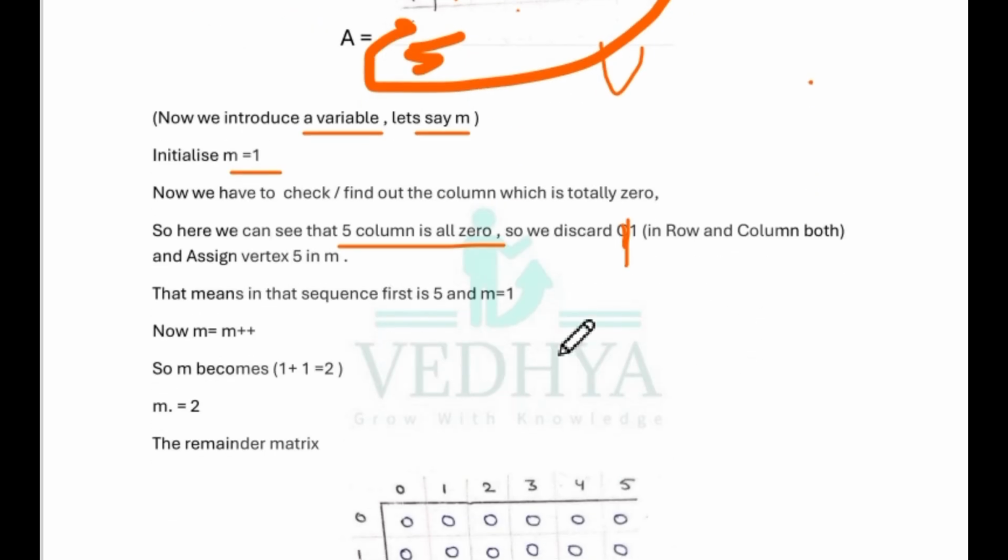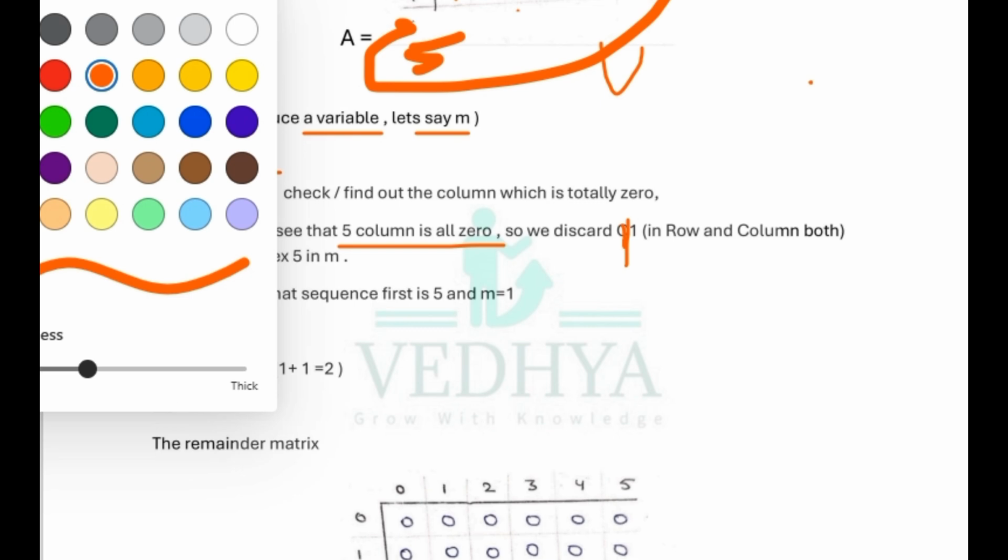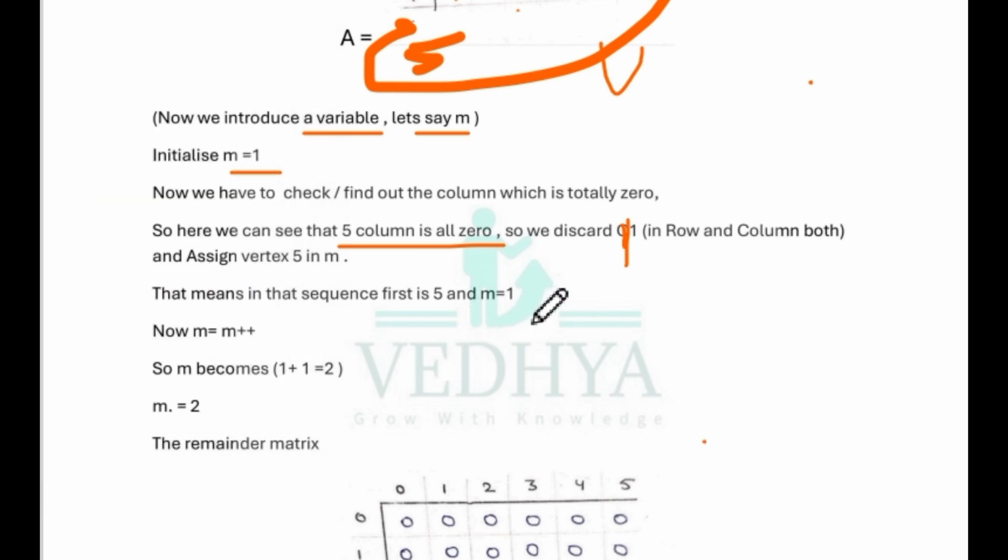Then assign vertex 5 to m. So 5 is included at m equals 1. 5 is the first position holder in the sorting.